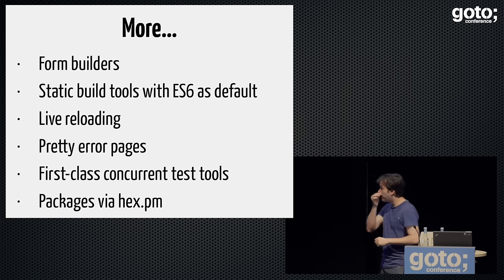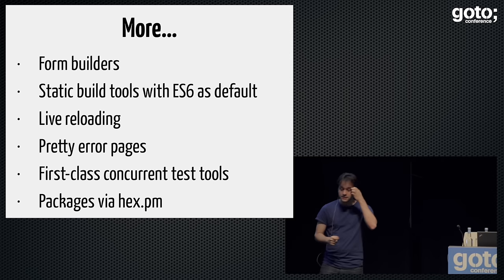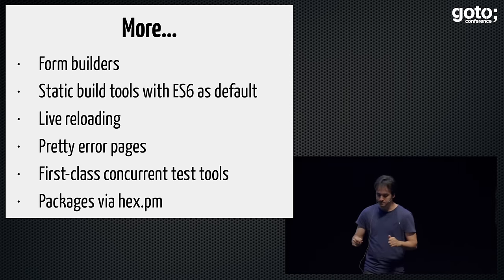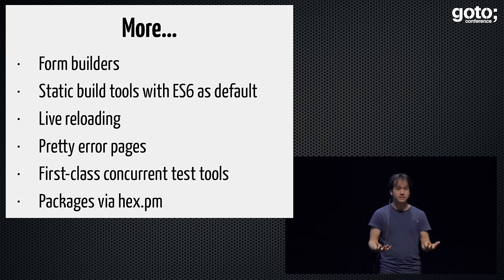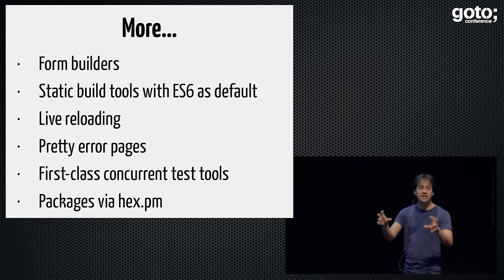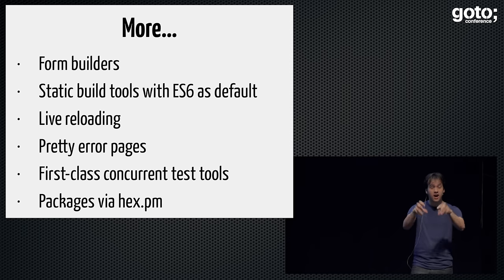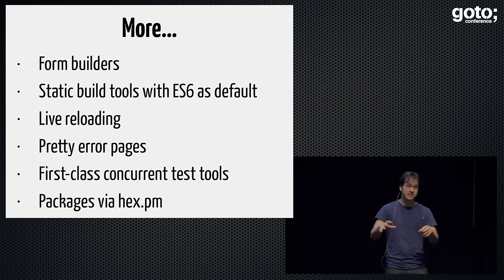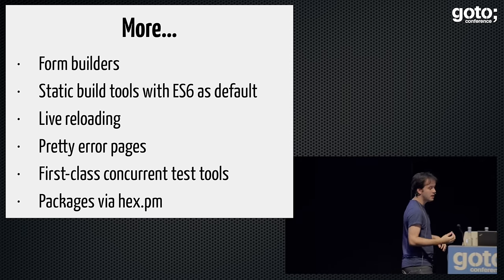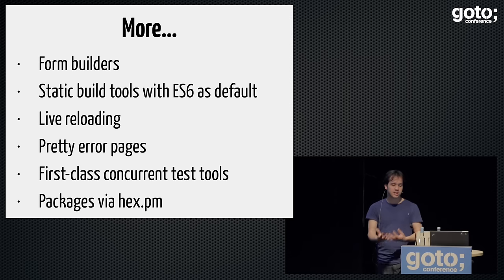Not only that, I love this feature: first-class concurrent test tools. If you're writing an application, we hope you're writing tests. But sometimes those tests need to talk to the database. So we have a mechanism where you can write tests that talk to the database, and those tests are running concurrently. A lot of these ideas regarding first-class documentation, first-class concurrency, first-class testing, come from the early virtual machine in Elixir.